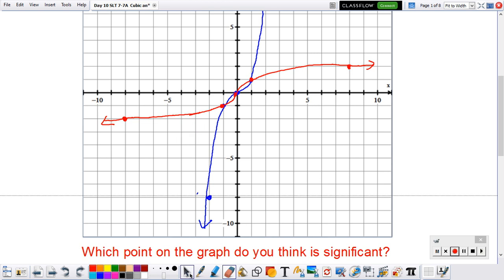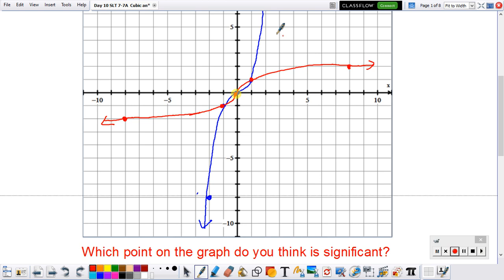All right, so the question I want you to think to yourself is which point on the graph do you think is significant? And what I want everyone to do is put your finger on that point. Look at your neighbors. Do they have their finger on the same point? If your neighbors have their finger on the origin, that is correct. That is our symmetric point. This graph has symmetry around that point.